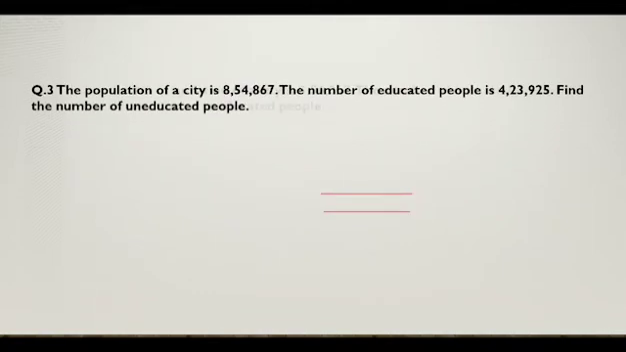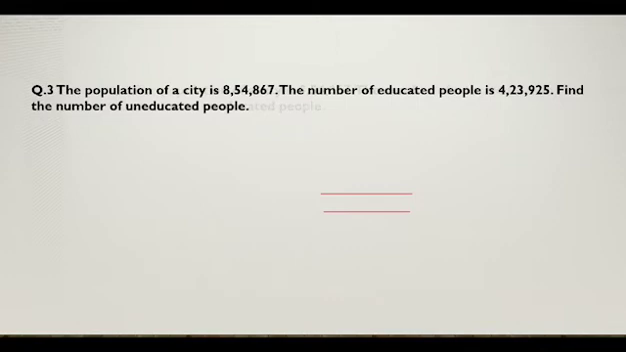Third question. The population of a city is 8 lakh 54,867. The number of educated people is 4 lakh 23,925. Find the number of uneducated people.